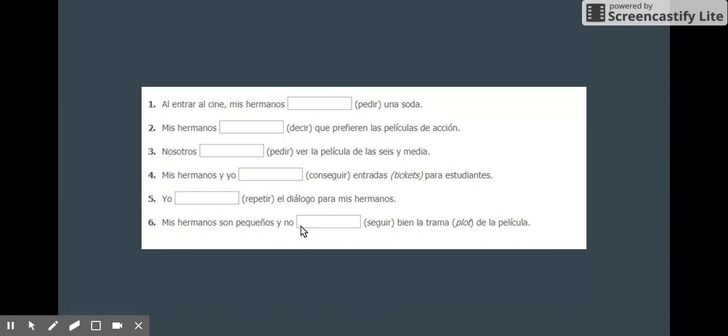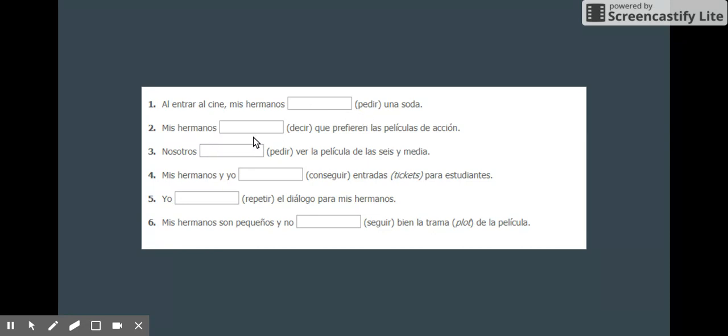So for the homework, these are all stem changing verbs. All you have to do is conjugate them accordingly. So for the first one, al entrar al cine, mis hermanos blank una soda. The verb is pedir, and the subject is mis hermanos, ellos. So it would be piden una soda.